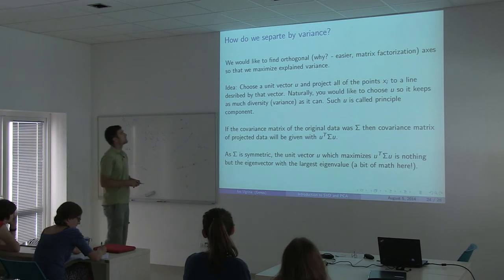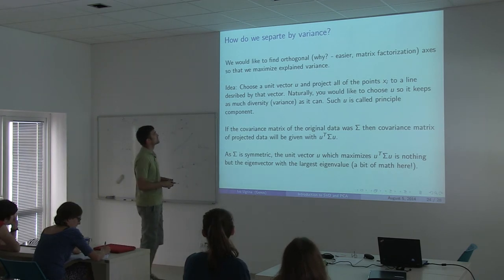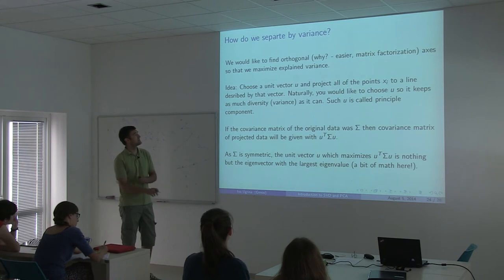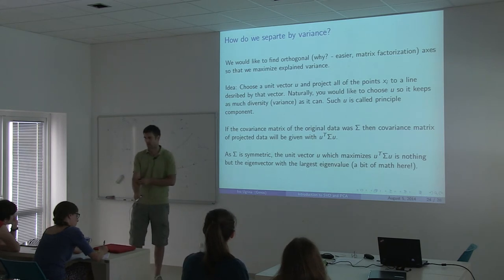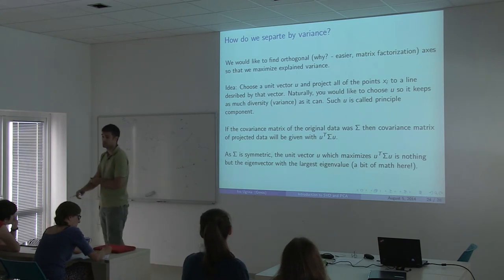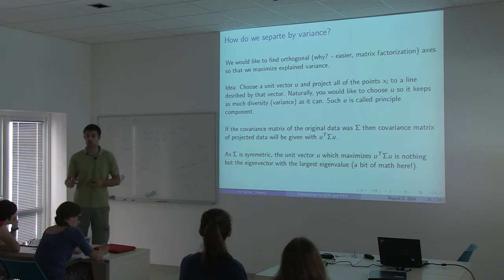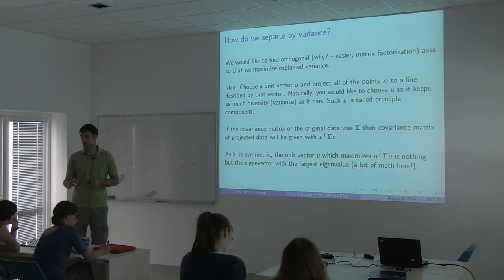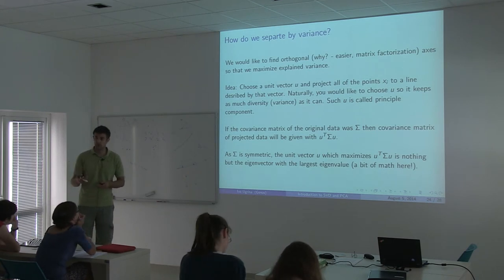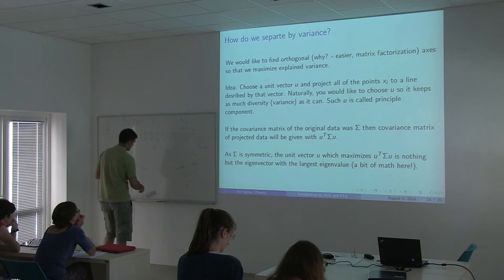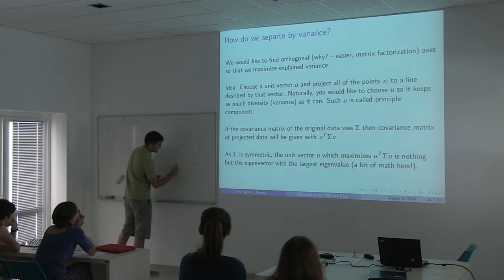So let's go back, how can we separate by variance? What we would like is to find orthogonal axes so that we maximize explained variance. Why orthogonal? It's easier from a mathematical point of view. Then you can use different matrix decompositions to derive a solution. There are different approaches. One of them is called ICA, which means independent component analysis. I'm not going to talk about it, but people use it a lot now and it works quite well.